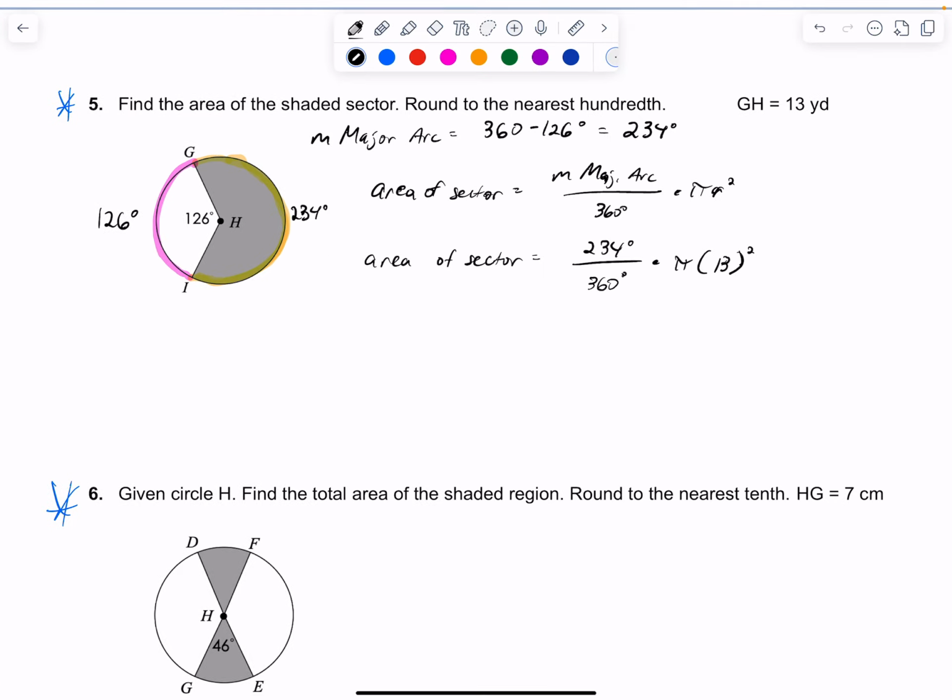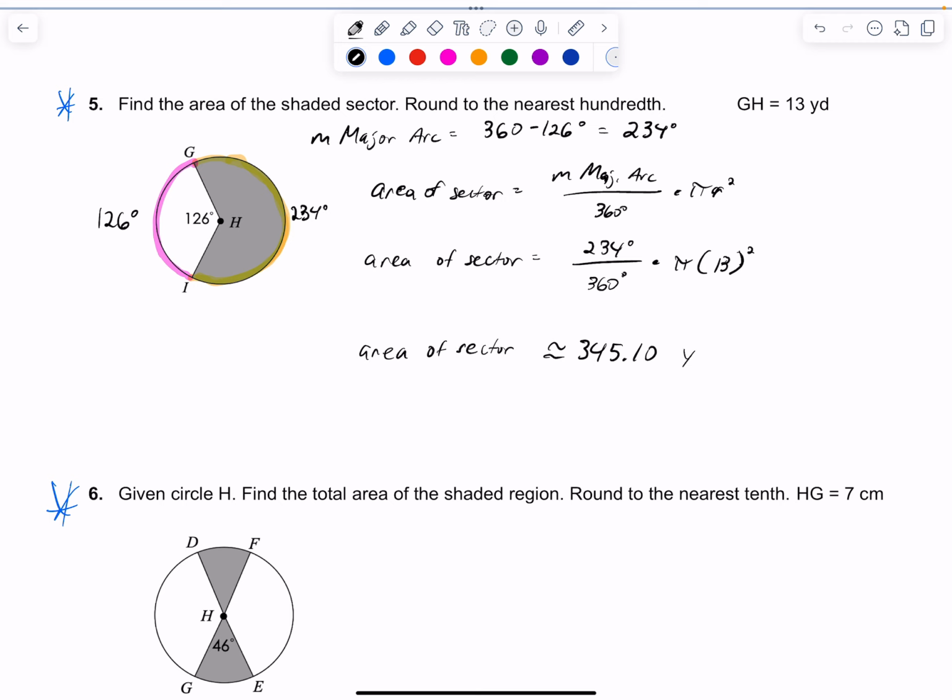234 over 360 times pi times, I believe it's 13, I'll confirm, pi times 13 squared, yes, to the nearest hundredth, 345.10. So the area is 345.10, I'll get the units in a second. And that is square yards.